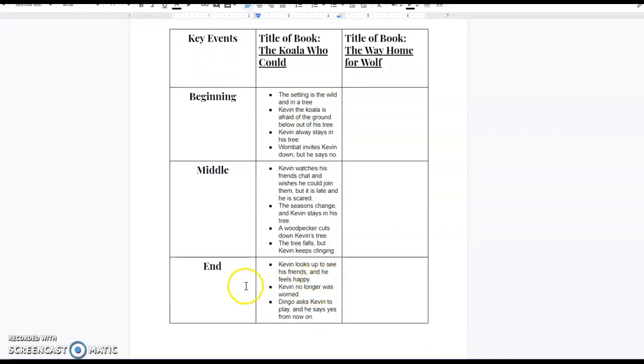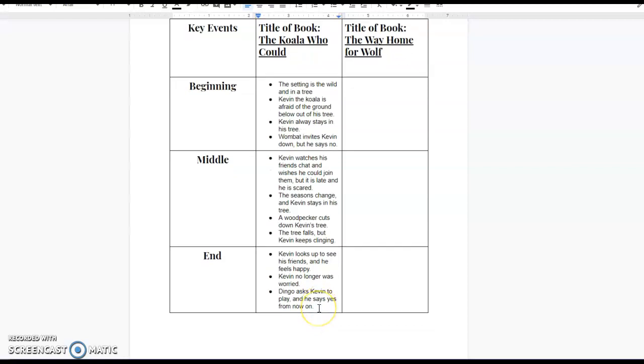So the end for the plot is that solution and what happens as the character solves the problem. So I said Kevin looks up and he sees his friends and he feels happy. He's no longer worried. And then Dingo asks Kevin to play and he says yes from now on. It's kind of the last big event after that happens.